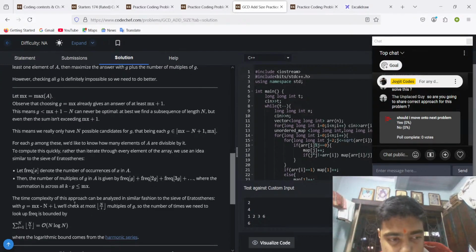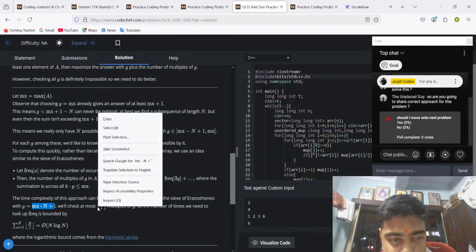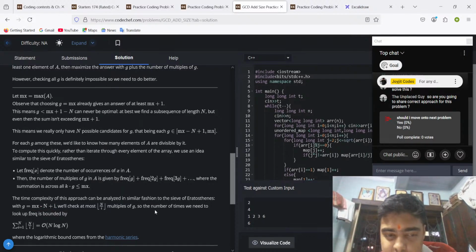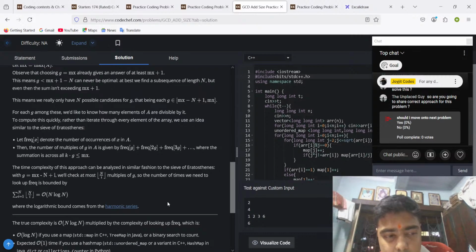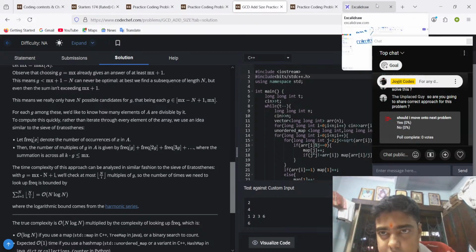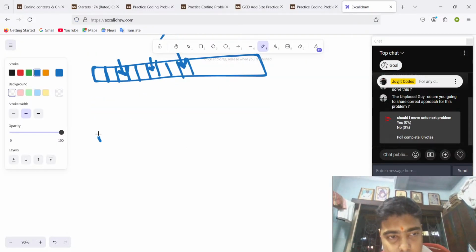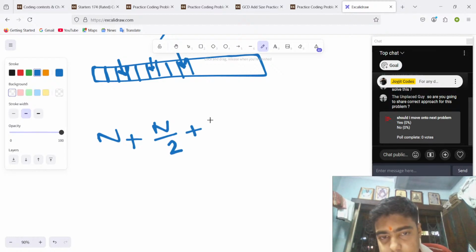The time complexity of this can be calculated in a similar fashion to the sieve of Eratosthenes, with G equal to mx minus n plus i. Which means that at most n by i multiples of G should be calculated. So the number of times we need to look up is the summation of n by i. So what is it? It is n plus n by 2 plus n by 3 plus, and we go on doing it.